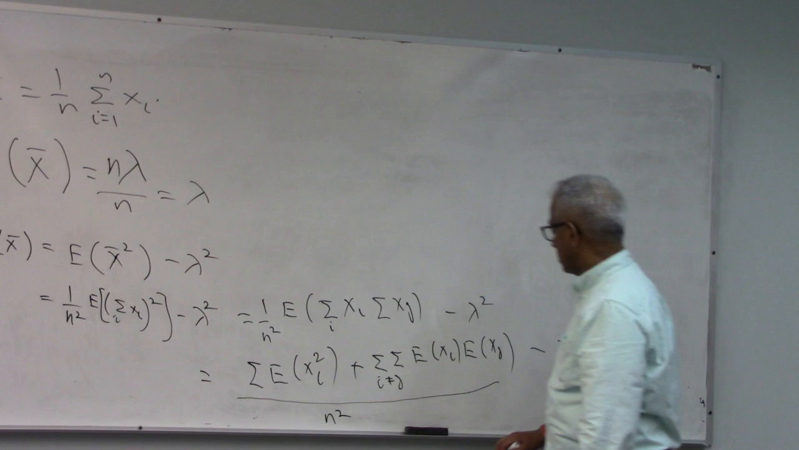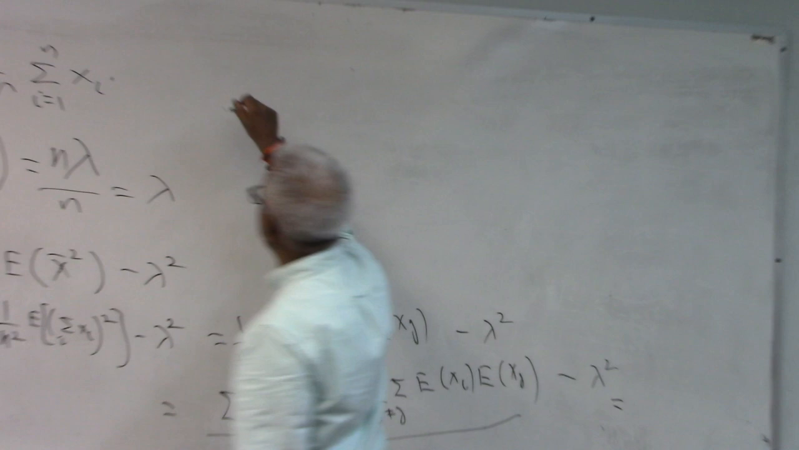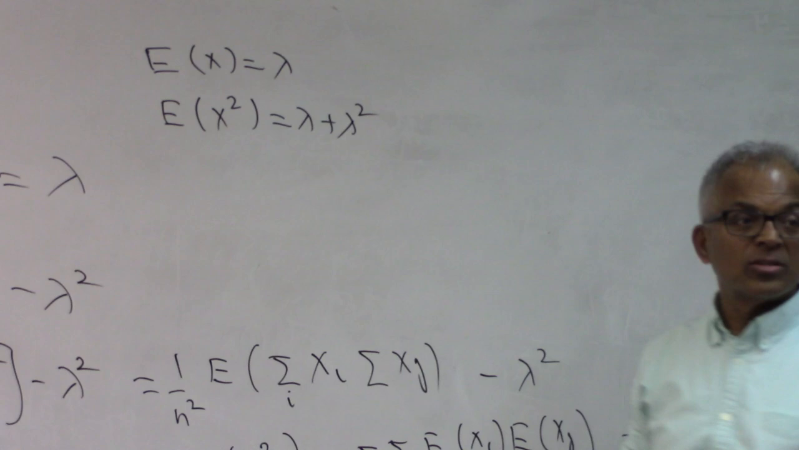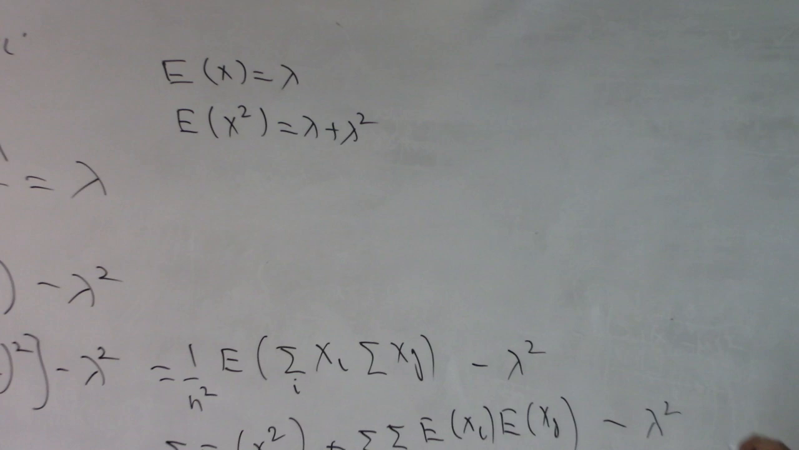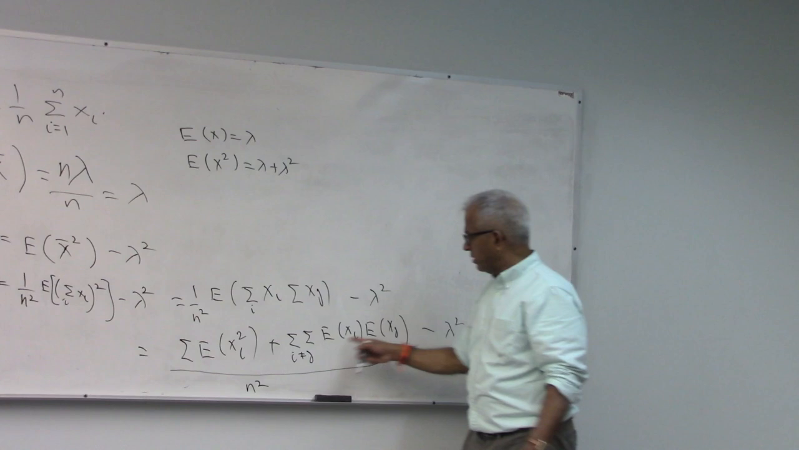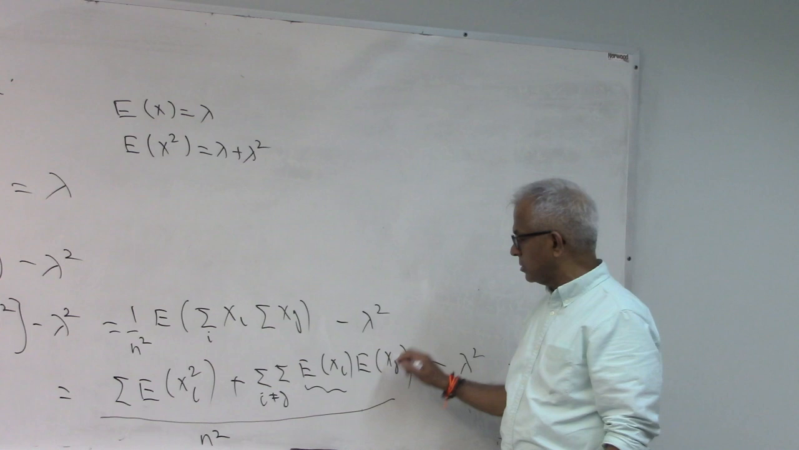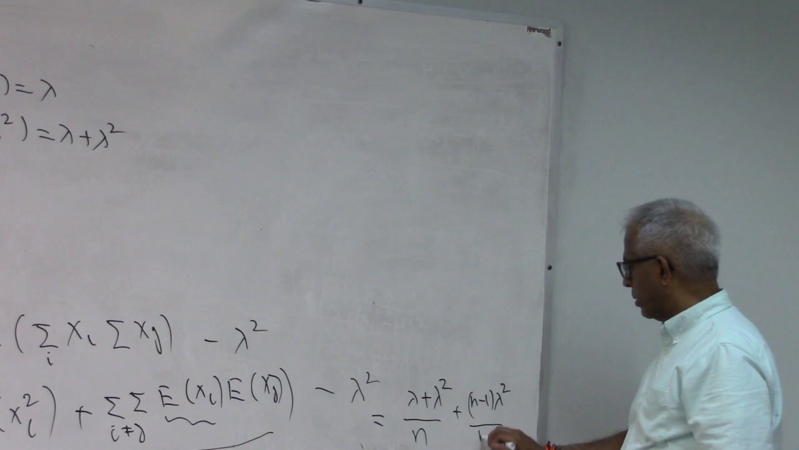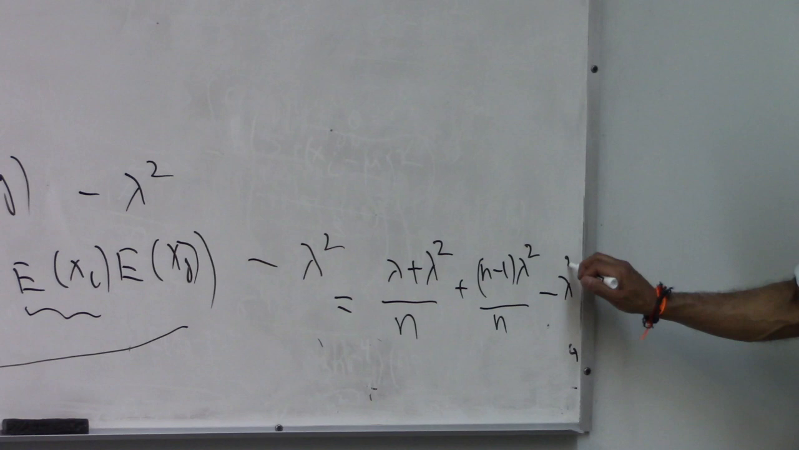So anybody remembers the expressions? The expected value of x is, for Poisson, lambda. The expected value of x squared is how much? Anyone? Lambda plus lambda squared, because the variance is lambda, right? So each of these is lambda plus lambda squared, but there are n of them, so lambda plus lambda squared over n, because of the n squared. And when you come to the cross terms, each expected value is lambda, so that's lambda squared, but there are n times n minus 1 of them. So n cancels, so plus n minus 1 lambda squared over n, minus lambda squared. So what do we get?